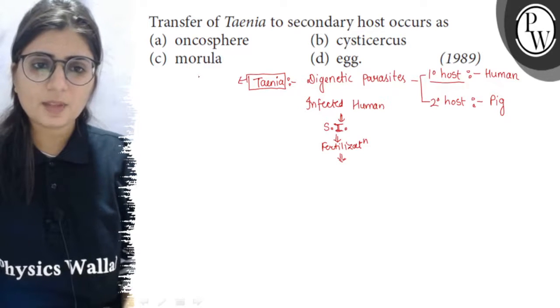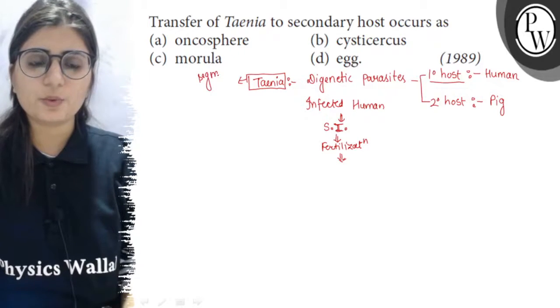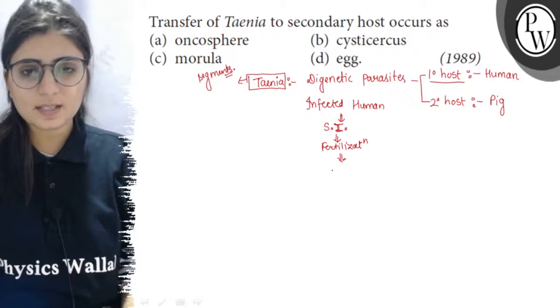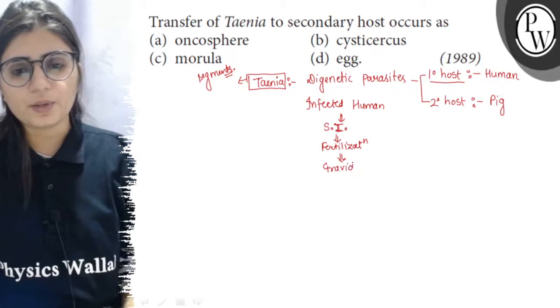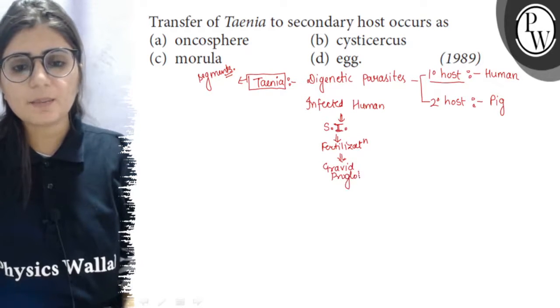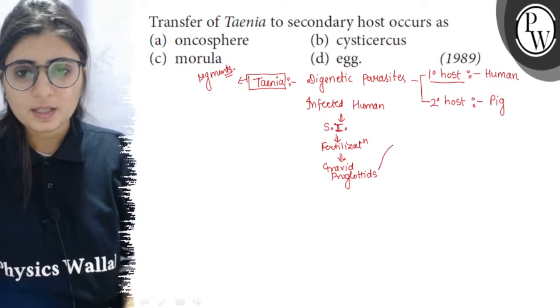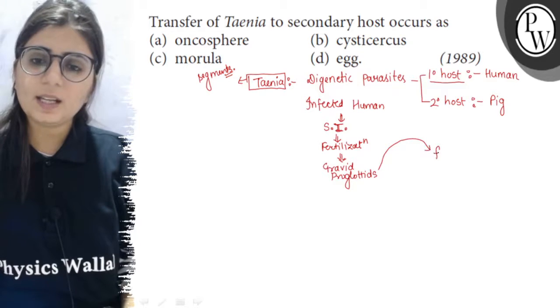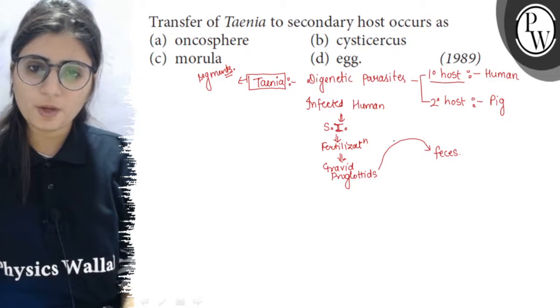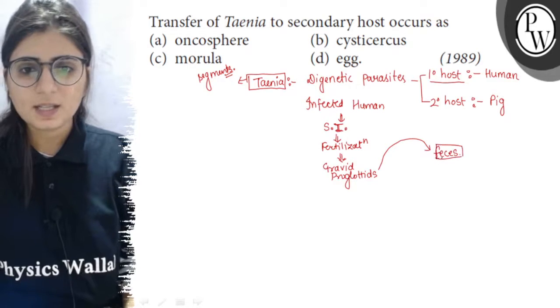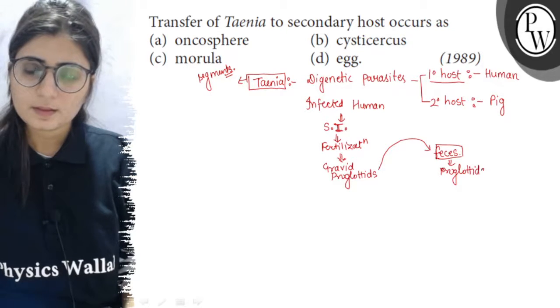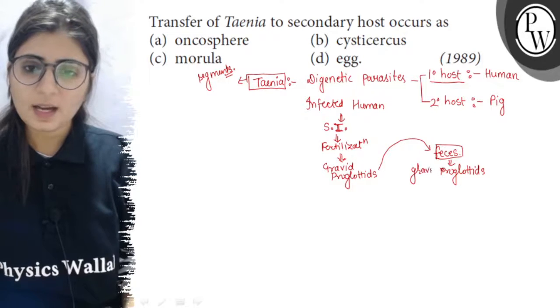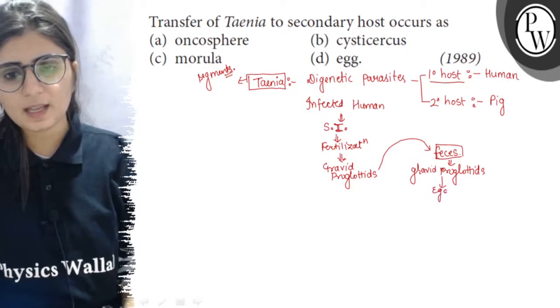as taenia is having segments which are actually not true. So segments are there, and the segments where the fertilized eggs are there, they are called the gravid proglottids. So these segments, which are called the gravid proglottids, which are having the fertilized egg, they come out from the body of human beings along with feces, and these gravid proglottids are having the fertilized eggs.